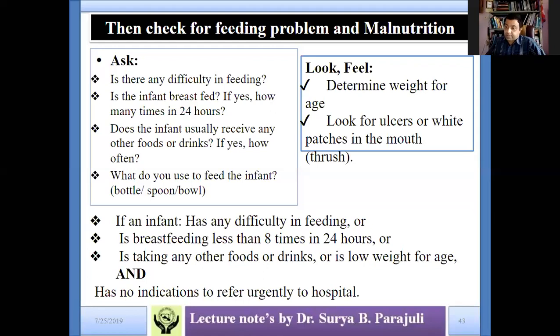Then look and feel. Determine the weight for age. You need to ask for age, up to 2 months. Then measure the weight and calculate weight for age. Look for any ulcers or white patches in the mouth. There may be thrush, oral thrush. You need to look for this. Ask the mother to open the child's mouth and look for patches or thrush.